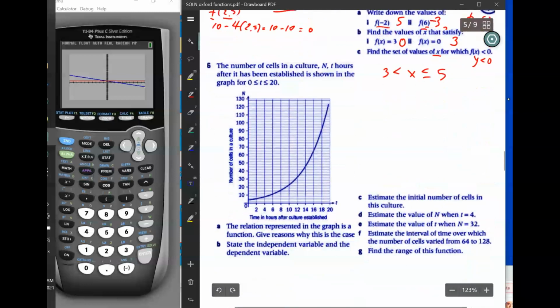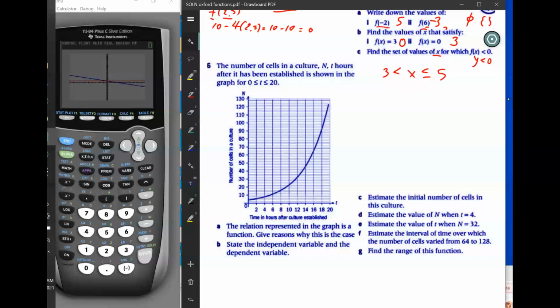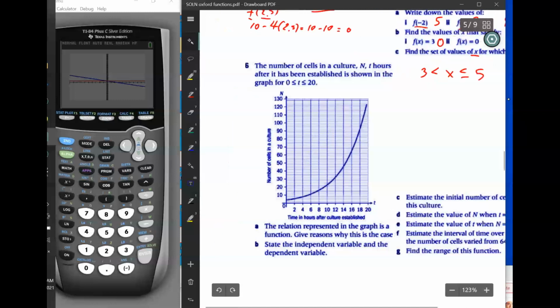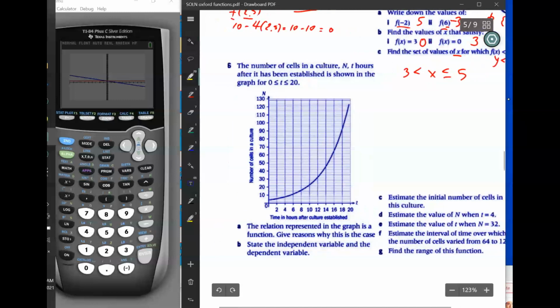Number 5, the number of cells in a culture N, T hours after it has been established, is shown in the graph for 0 is less than or equal to T is less than or equal to 20. And even though this might be hard for you to understand when you read through this, you have a second shot because you can look at the graph and you can pretty much see all this information from the graph, right? N is the y-axis. T is the x-axis. That's part of the information they gave us. Hours.